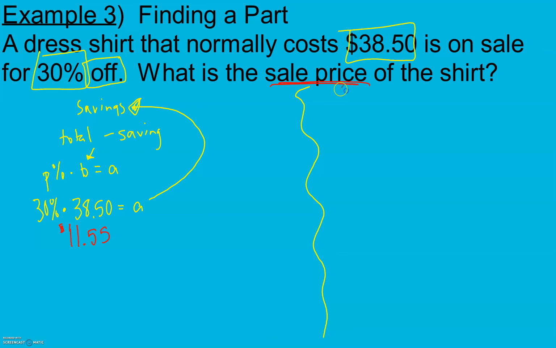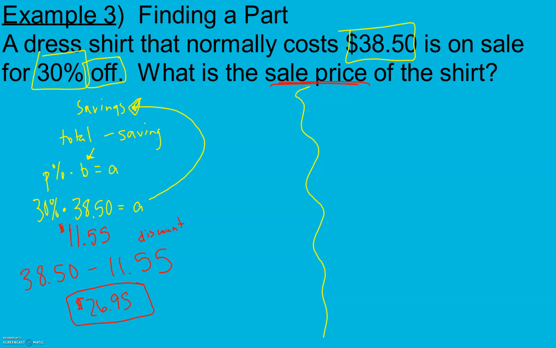We want the sale price, which is our original price minus that part they took off. We subtract, this is called our discount. And when we subtract there, we get a total of $26.95. Check, does our answer make sense? If we'd have had $11.55 as our final answer, does that make sense? No, if we start off with $38.50 and it's on sale for 30% off, that's less than half. So we know we're still going to have to pay more than half. So it wouldn't make sense for $11.55 to be our final answer.